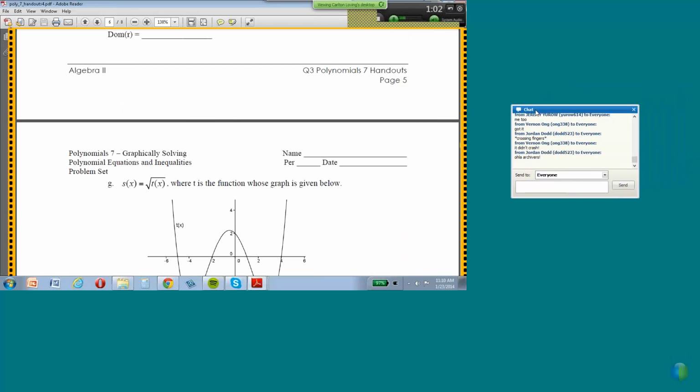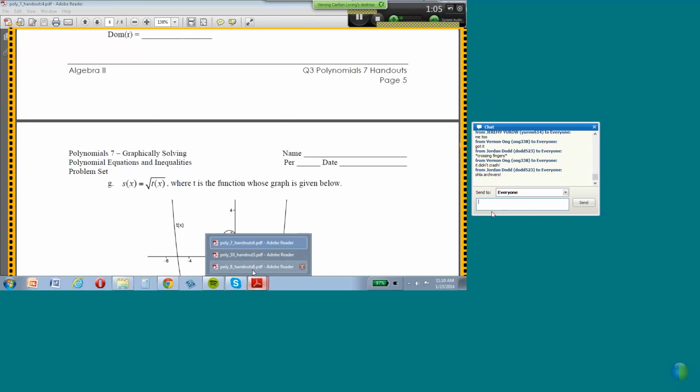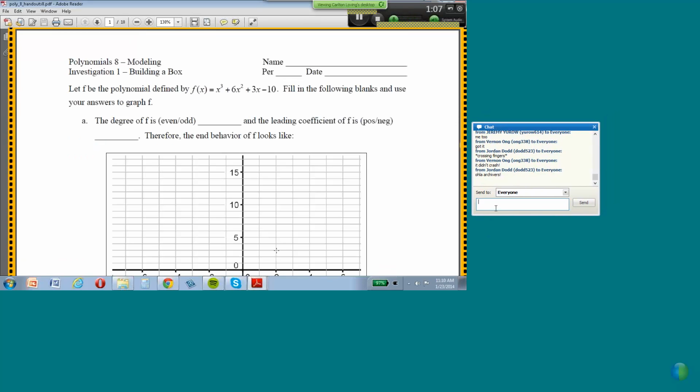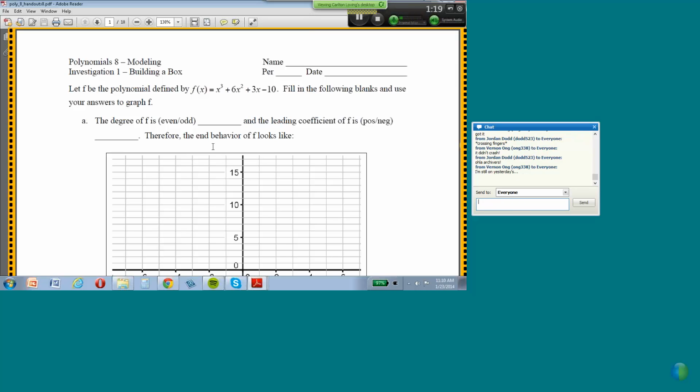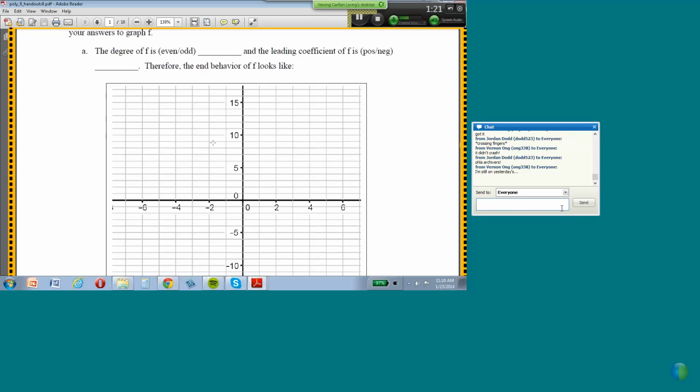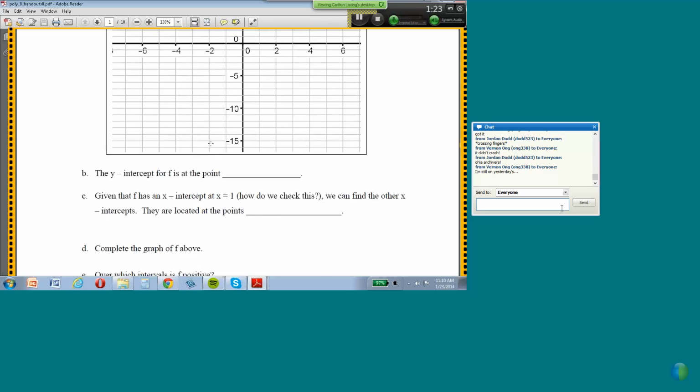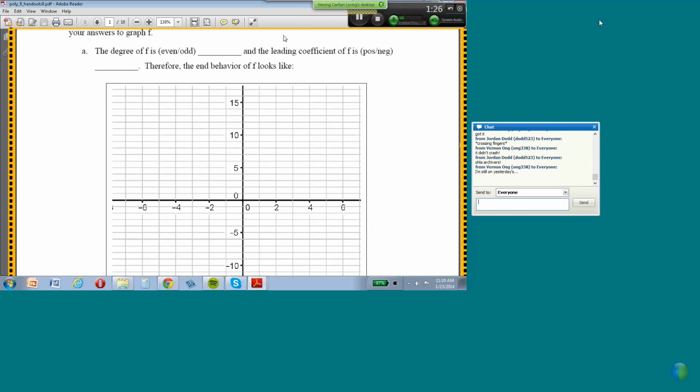Okay, so polynomials 8. Let's take a look at polynomials 8. Polynomials 8 has 2 investigations that you're supposed to be working on. And the modeling is really where it's at. So if you can do the modeling, you're really making use of this stuff. Okay, then you're going to get a preview of today's work.